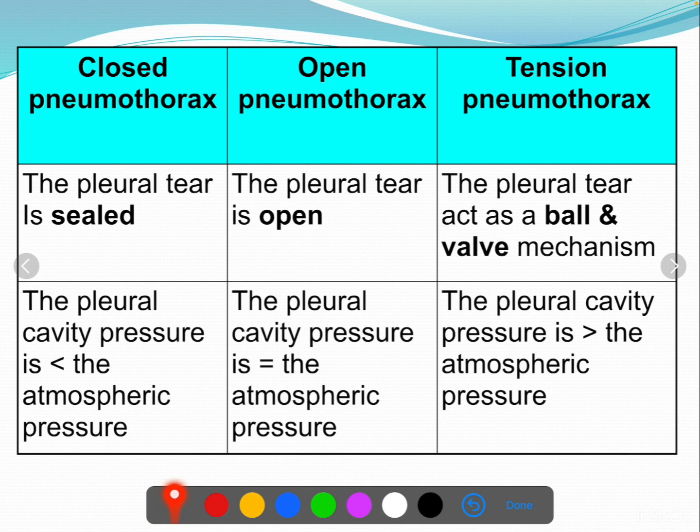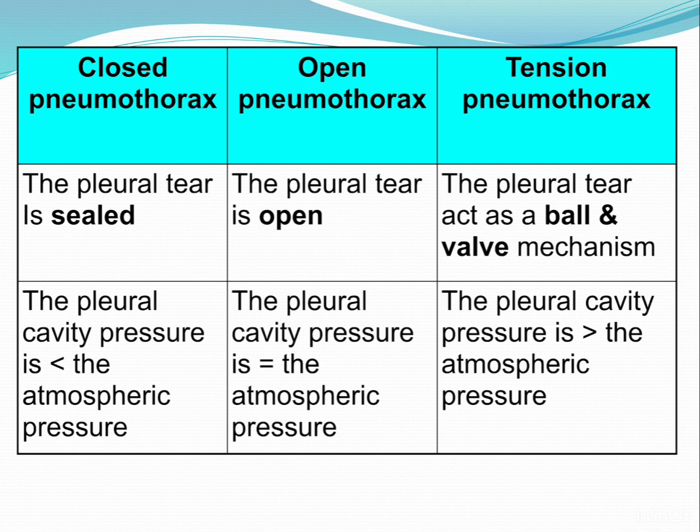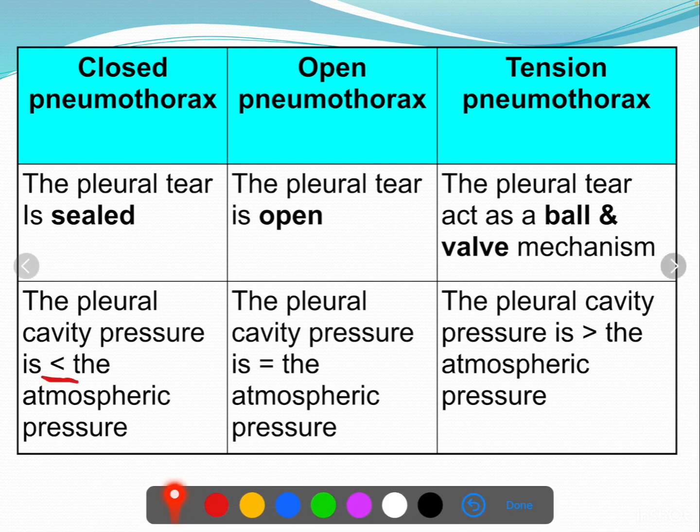So again, they are talking about closed pneumothorax. The pleural tear is sealed and the pleural cavity pressure is less than the atmospheric pressure. Very important. So this point is very, very important. Then they are talking about the open pneumothorax. The pleural tear is open and the pleural pressure is equal to the atmospheric pressure. Very, very important. And in the tension pneumothorax, the pleural tear acts as a ball and valve mechanism, and the pleural cavity pressure is more than atmospheric pressure. Very, very important. So according to these things, we can divide them.